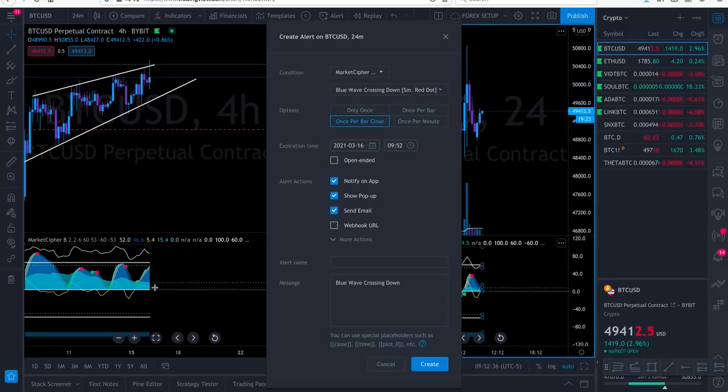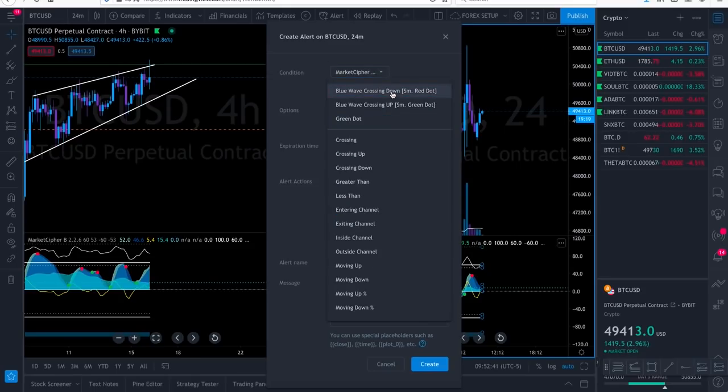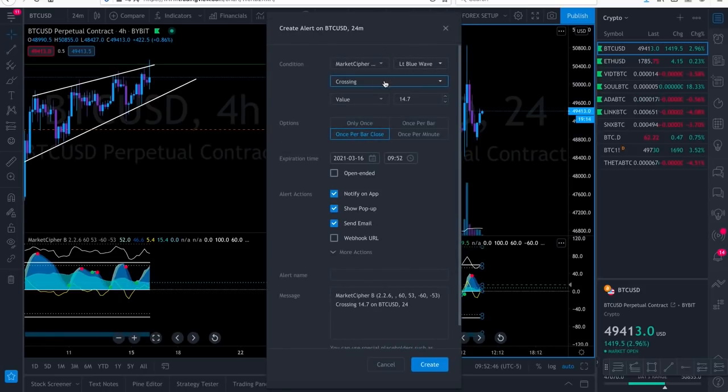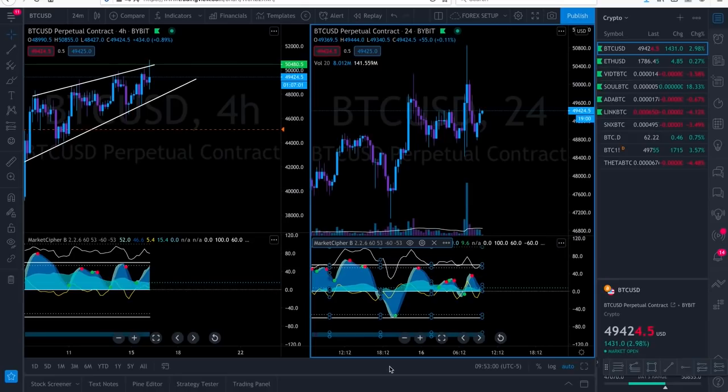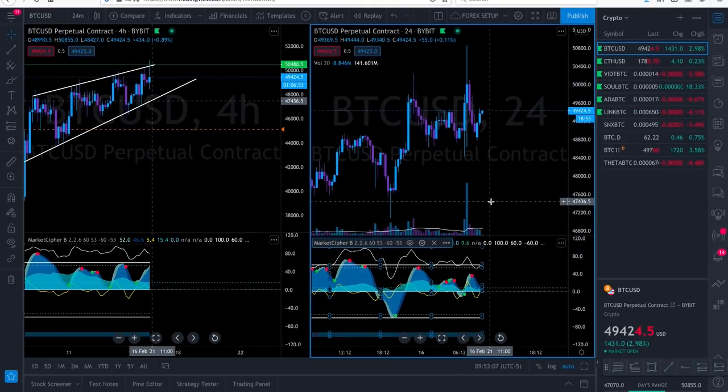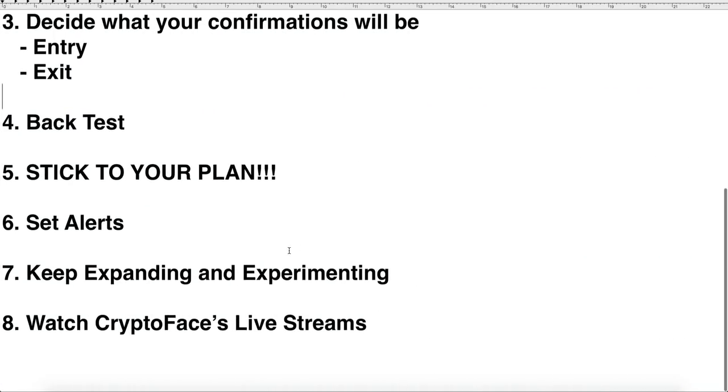You can also do the VWAP crossover by doing Market Cipher B and then have the crossing. Now you're going to do Market Cipher B VWAP crossing the Market Cipher B zero line, and every time that VWAP crosses up or down, you'll get a notification, and then you're just going to create that notification. Every time it happens, if you're on your computer, you'll get a pop-up. If you're on your cell phone, you'll get a text message. You have to have the TradingView app, though. I highly recommend that. Very important.